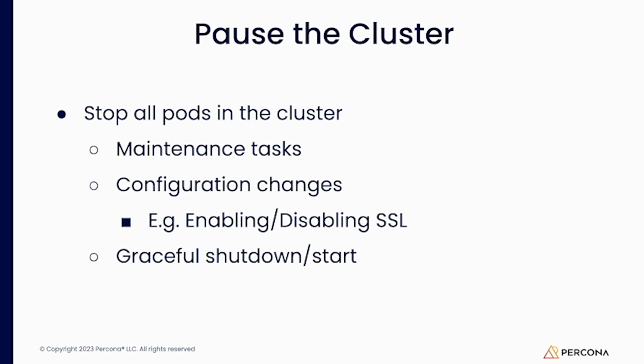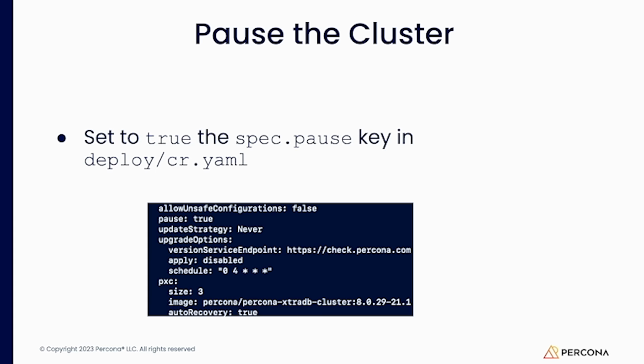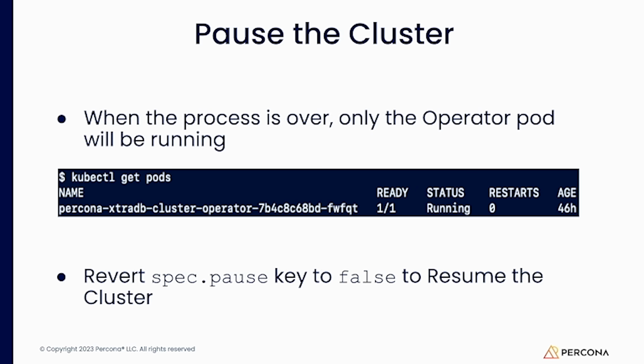You can do it with the pause option, right? You have to set the pause key to true in the CR YAML file. You apply the change, and all the cluster pods will be gracefully stopped, okay? And when the process is over, you will only see the operator pod running there. So you did the change, and then you want to resume and start the cluster again. You set the pause key to false and apply the change. Okay? Really straightforward.